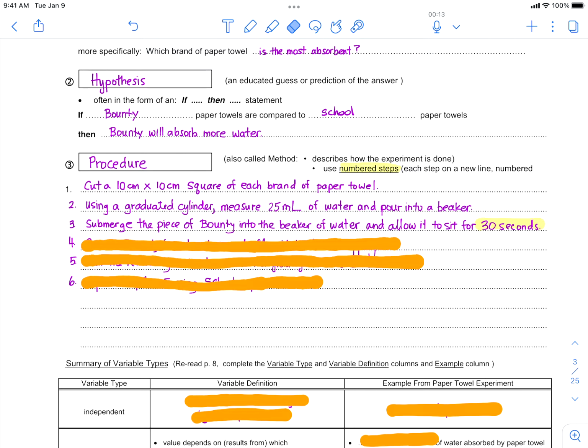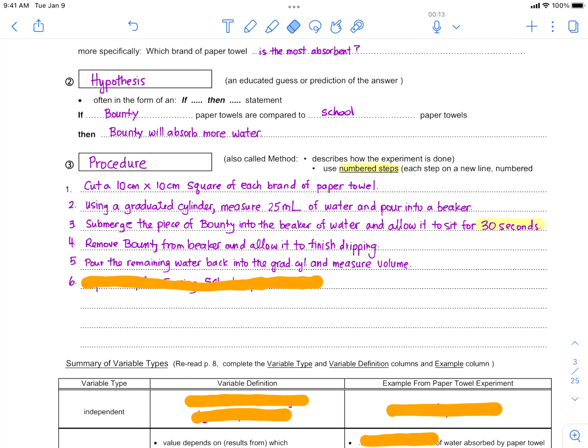Third step is to submerge the piece of Bounty into the beaker of water and allow it to sit for 30 seconds. So we're going to put all of the Bounty underwater and let it sit for 30 seconds. Step number 4, remove the Bounty from the beaker and allow it to finish dripping. Okay, so if it's dripping wet, we don't want to lose any of that water. We want it to finish dripping so that we can say that the water has truly been absorbed.